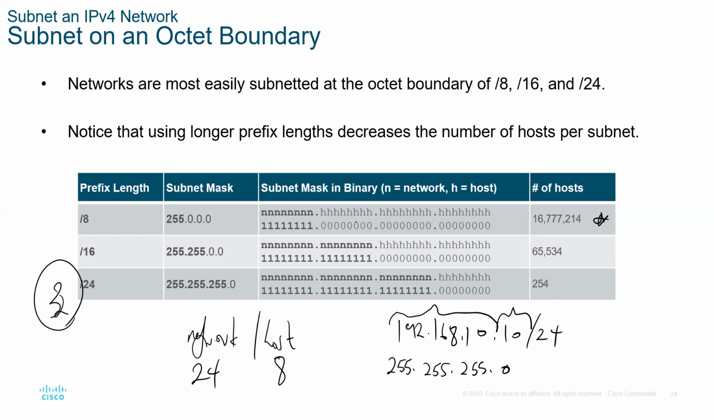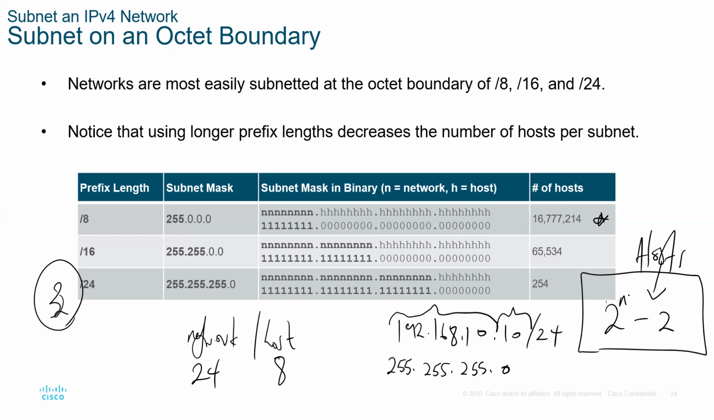Now coming to the number of hosts. We have a simple formula: 2 to the power of n minus 2, where n is the number of bits used for the host. That's how you get the number of hosts. How do you know the number of bits? You know them from the mask. Once you separate the network portion and the host portion, you know the number of bits for the network, you know the number of bits for the host, and you can calculate the number of hosts.